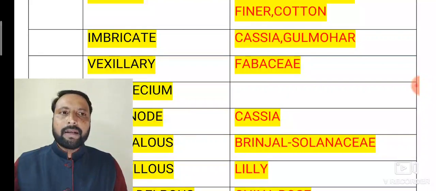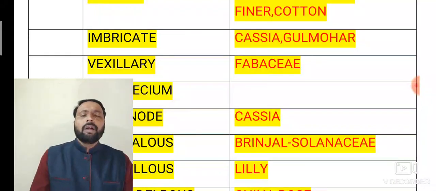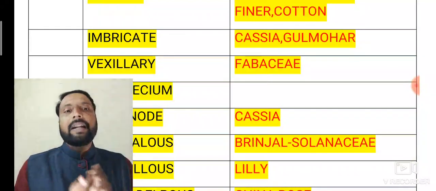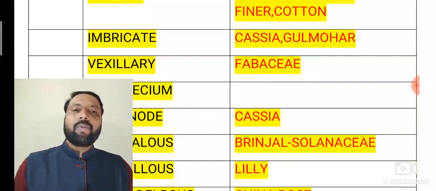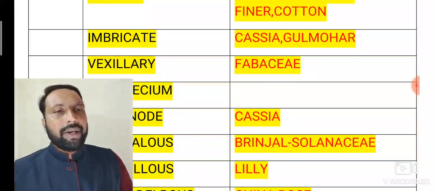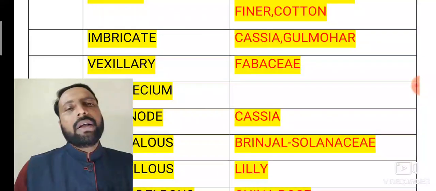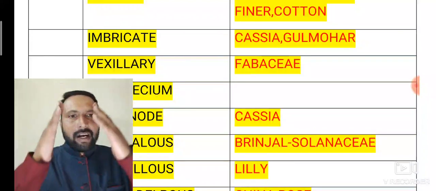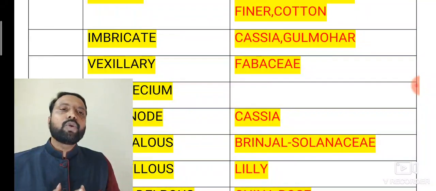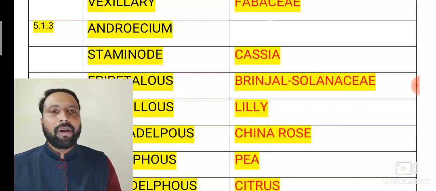Then you go for imbricate. Example: Acacia and Gulmohar. There, especially 1 plus 1 plus 2 arrangement, 1 plus 1 plus 3 arrangement. One is completely inside, one is completely outside, and three are overlapping. That is called imbricate. Example: Acacia and Gulmohar. Vexillary, papilionaceous corolla. There, in papilionaceous corolla, the standard petal is present. Below the standard petal, two wing petals are present. Below the wing petals, two keel petals are present. Example: Fabaceae. Then you go for the androecium point of view.